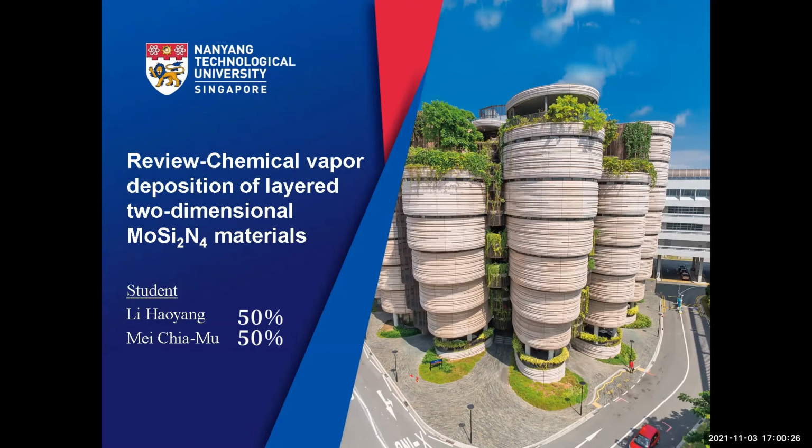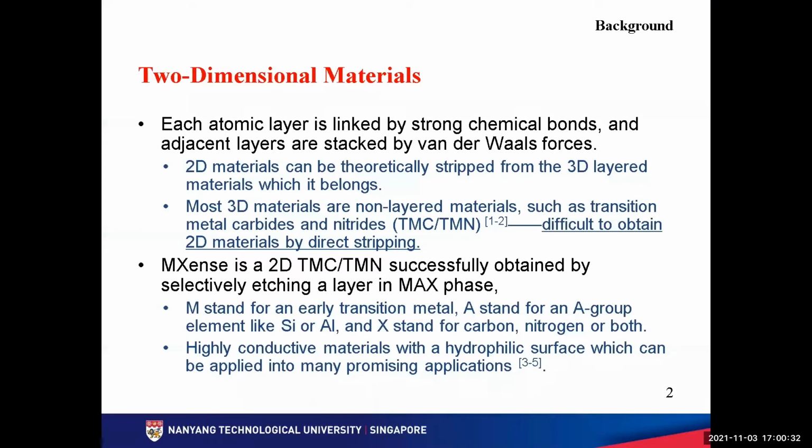Today we will give a review of the CVD method of the 2D materials. 2D materials are a kind of materials in which each atomic layer is linked by strong chemical bonds and adjacent layers are stacked by van der Waals force. MXene is a 2D TMC/TMN material which was successfully obtained by selectively etching a layer in the MAX phase.